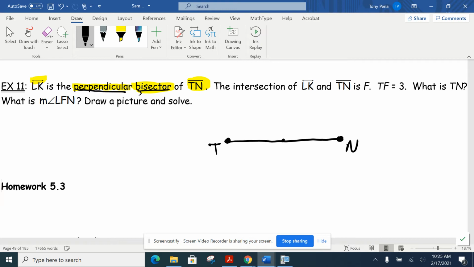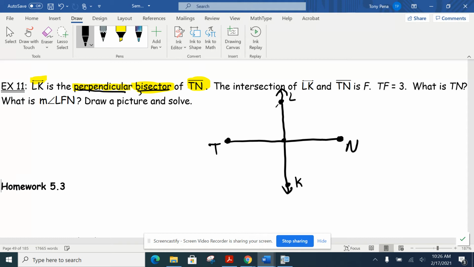You're going to eyeball it a little bit. So I would say right here, we should now have a line going straight down through that point that's perpendicular, so that it is not only perpendicular, but it is also cutting this in half. This is a line, so we would have arrows on the end of that. This is the line LK, so we'll put an L somewhere up here, and we'll put a K down here.